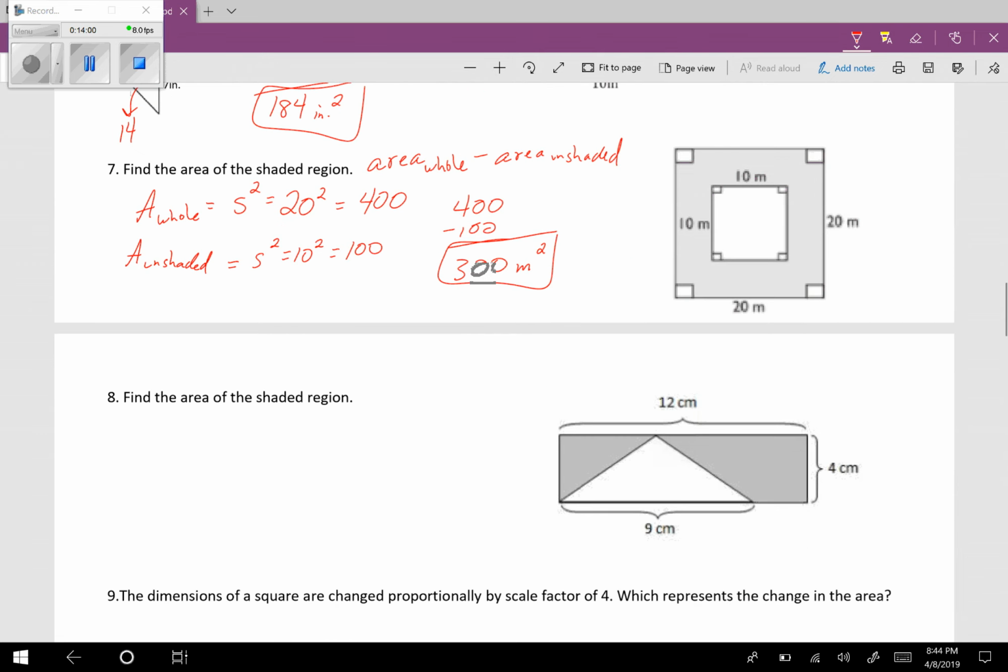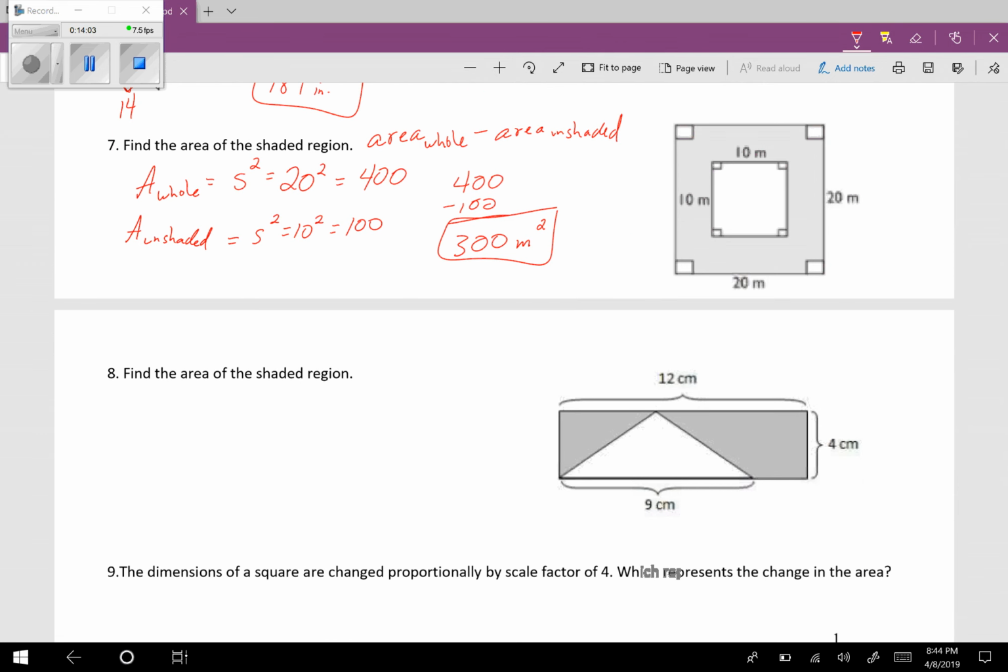Okay, now for number 8. Y'all look, you got the whole shape, the whole thing is that rectangle, and then you're going to want to subtract out this blank triangle. All right, so you're taking out that blank triangle on that one.